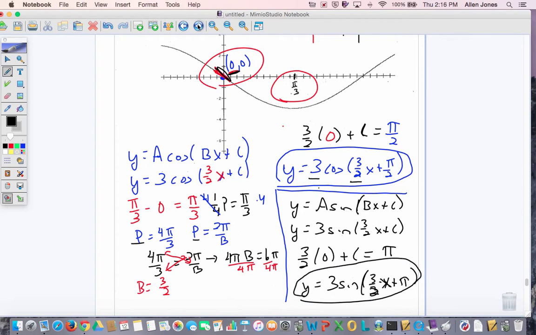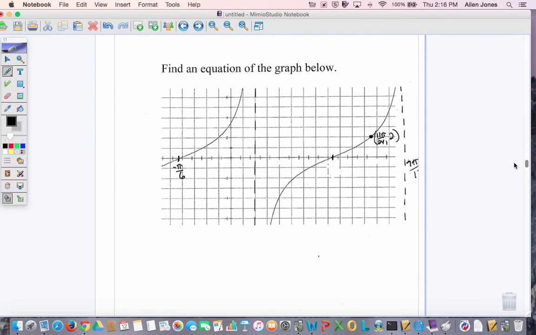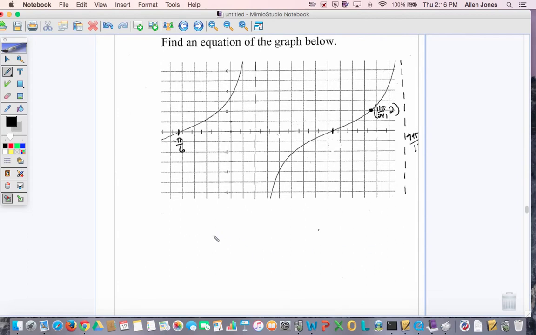And there we have two functions for the same graph. Let's go ahead and move on to our next one here. You can see we have a completely different shaped graph. I'm going to hope or assume that we would all agree that this is probably a tangent function to begin with. So I'll write the generic sense of it right here.